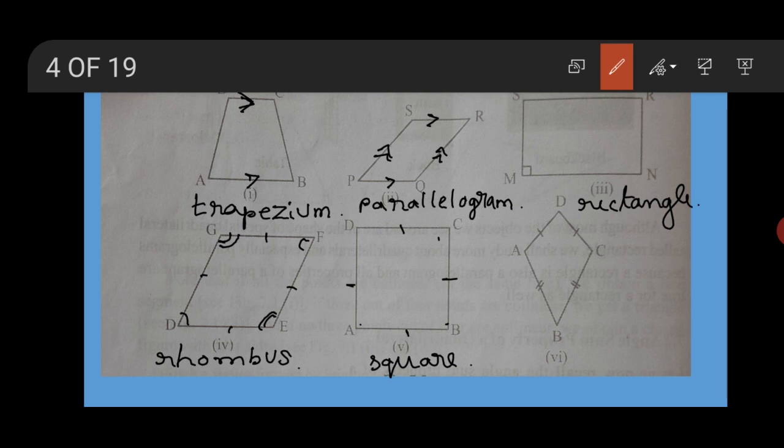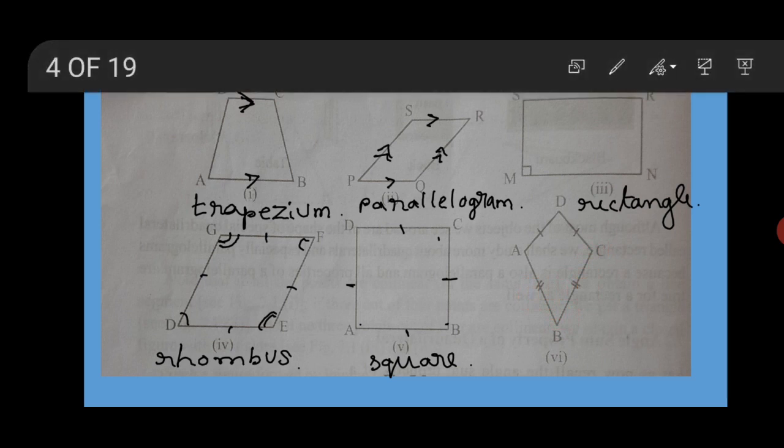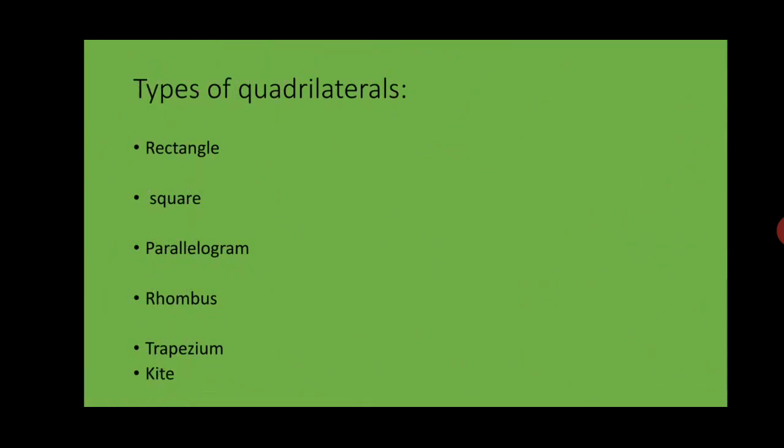Then sixth one, it is what? See here, adjacent sides are equal. AD and DC are adjacent sides and these are equal. Similarly here, AB and BC are adjacent sides and these are equal. Such type of quadrilateral is known as what? Correct, it is a kite. Right? Now, write down what are the types of quadrilaterals. Rectangle, then square, parallelogram, rhombus, trapezium and kite.